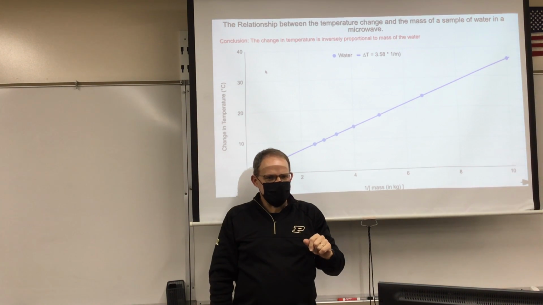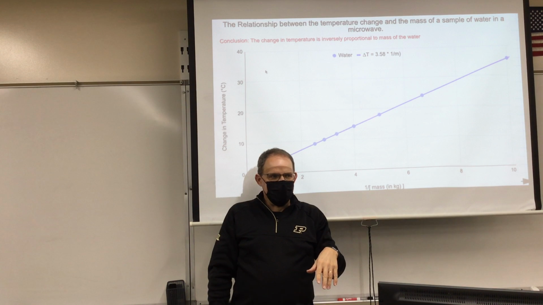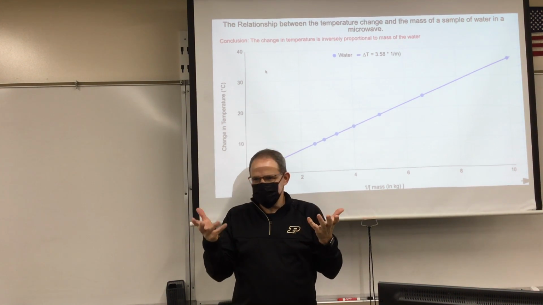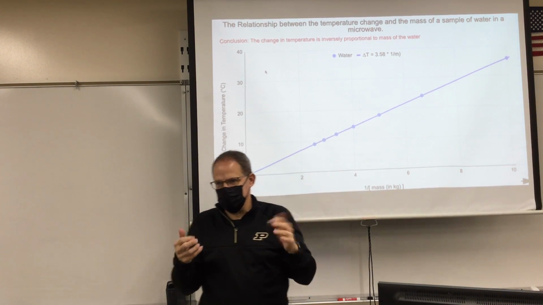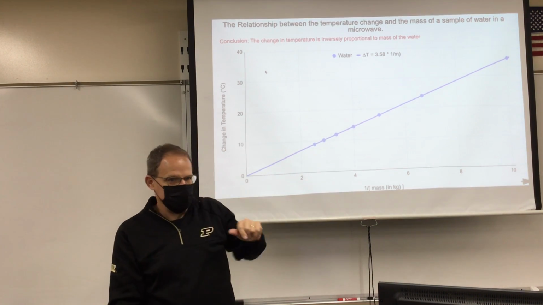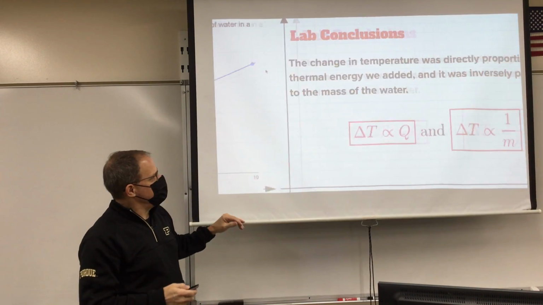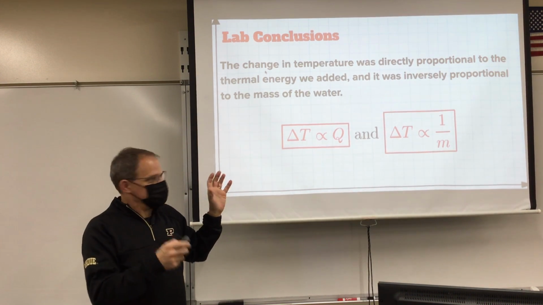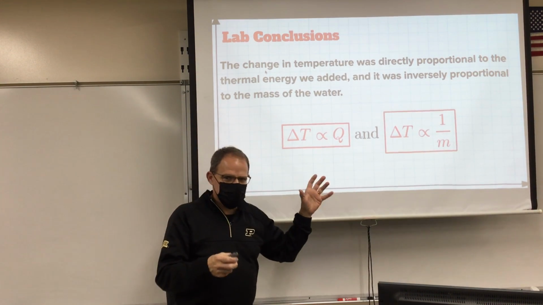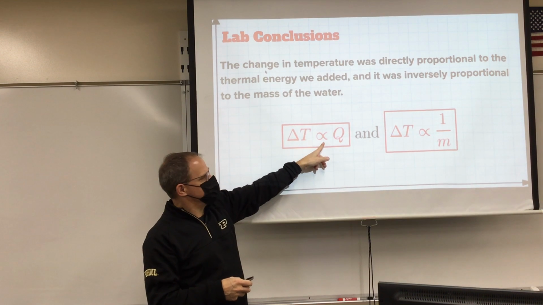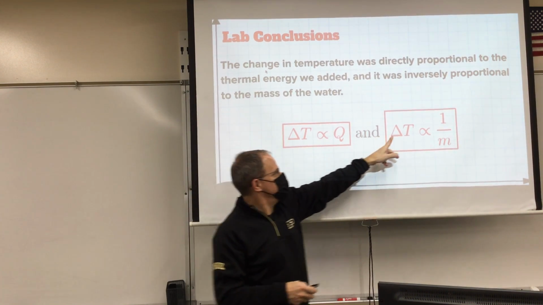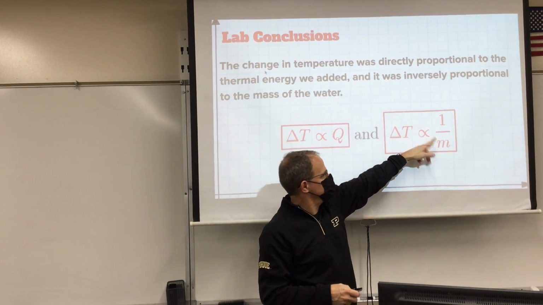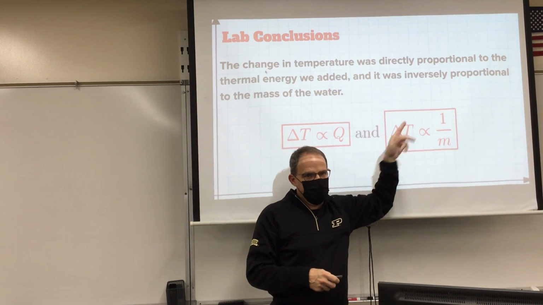Microwaving a cup for 30 seconds makes it pretty warm. Microwaving a whole bucket of water for 30 seconds won't change its temperature very much, right? If the mass is big, the change in temperature is small. So we got these two things from lab. And a mathematician would write it in notation, which means the change in temperature is proportional to Q, and the change in temperature is inversely proportional to M, or proportional to 1 over M.